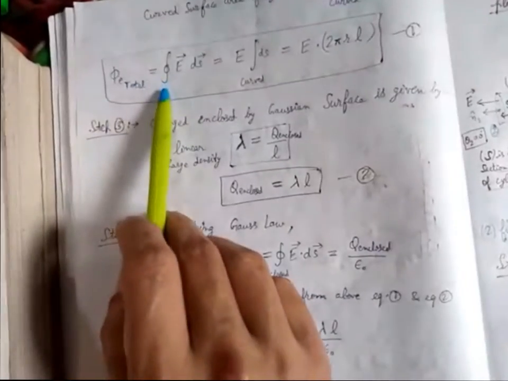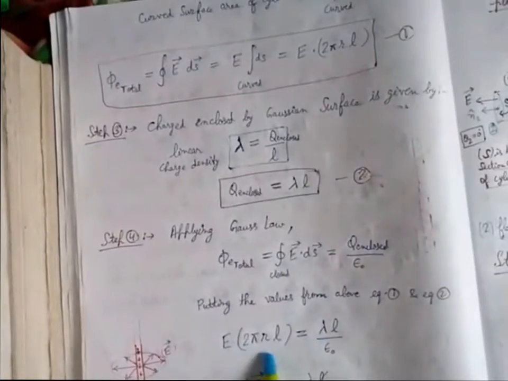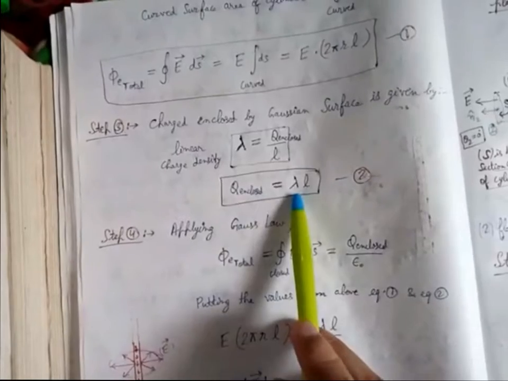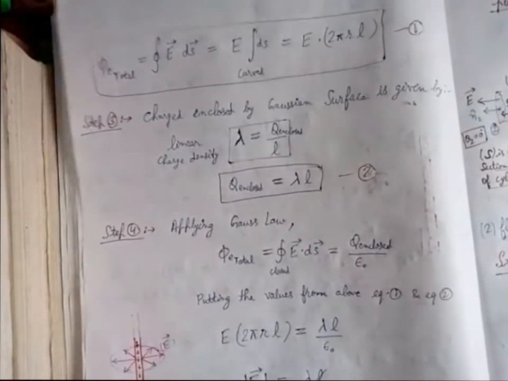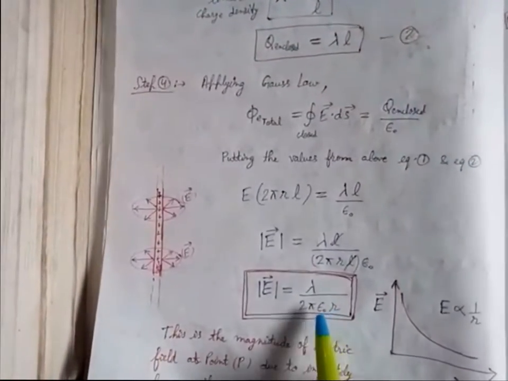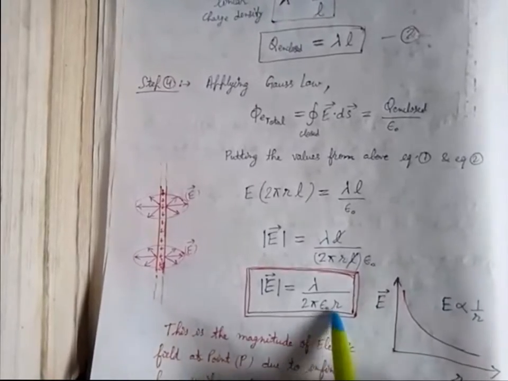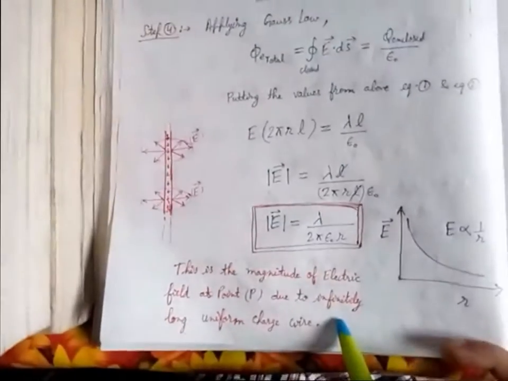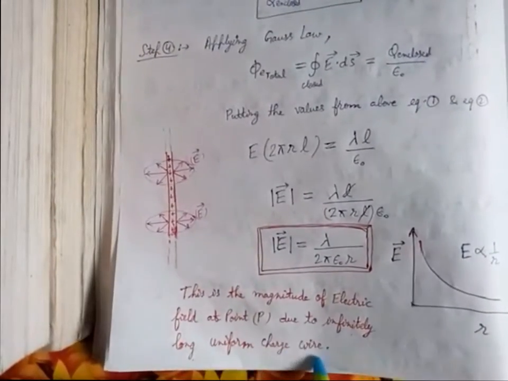Because the value of the closed integral we are getting is E into 2 pi RL, we put this value, and for the charge enclosed Q we are getting lambda into L, we put this value. So we get the magnitude of the electric field, that is lambda by 2 pi epsilon naught r. This is the value of the electric field at point P due to an infinite long uniform charge wire.